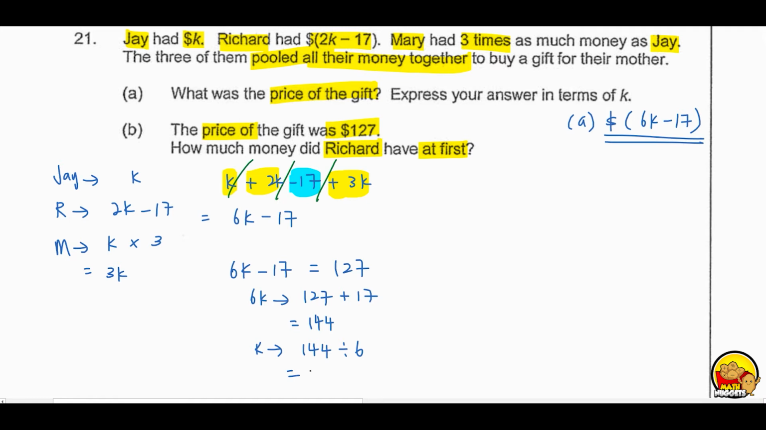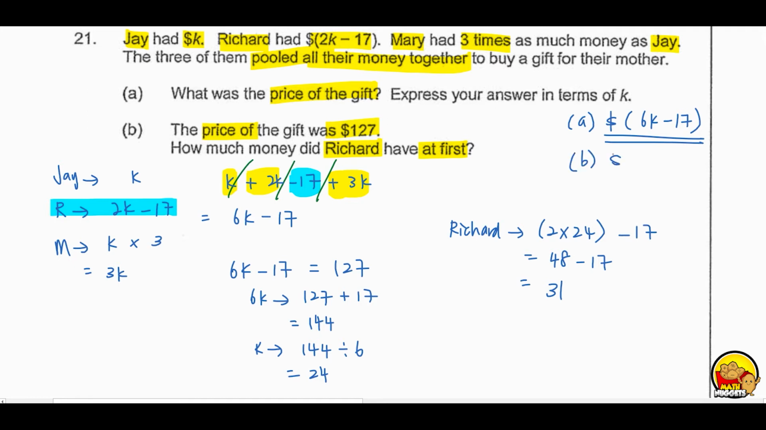which is 24. So if K is 24, we're trying to find Richard. Richard is 2K minus 17. So Richard at first would be 2 times 24 minus 17, which is 48 minus 17, which is 31. So part B, Richard has $31 at first.